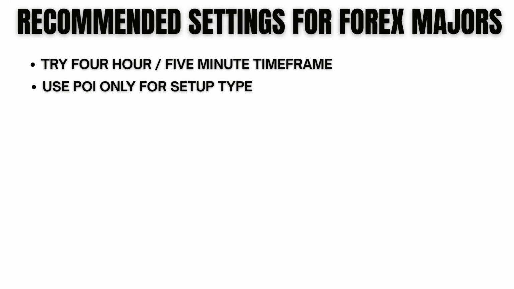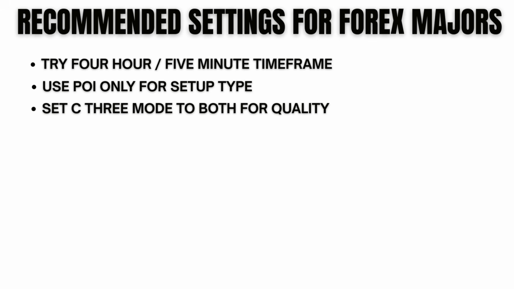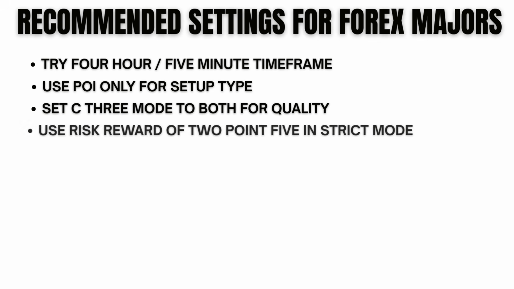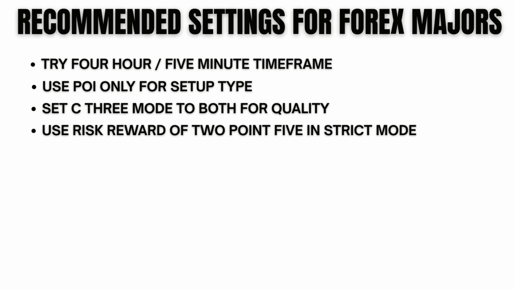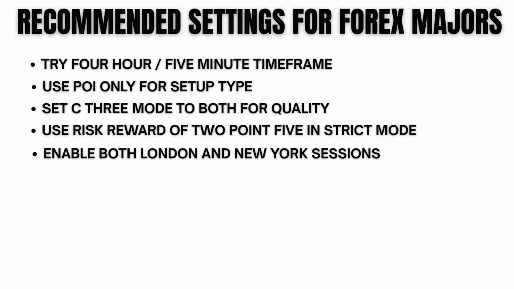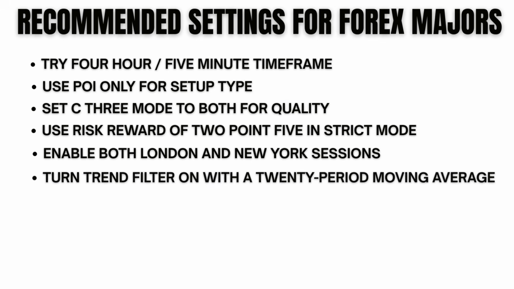Use POI only for setup type. Set C3 mode to both for quality. Use risk-reward of 2.5 in strict mode. Enable both London and New York sessions. And turn trend filter on with a 20-period moving average. Forex tends to trend more consistently than other markets, so the trend filter helps. The major sessions provide the best liquidity, and both mode for C3 ensures you're only taking the highest quality setups.